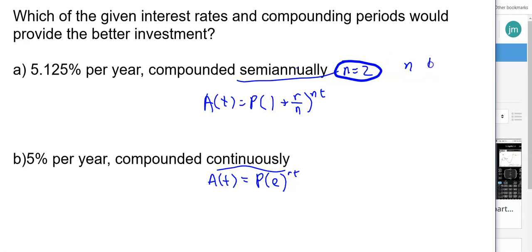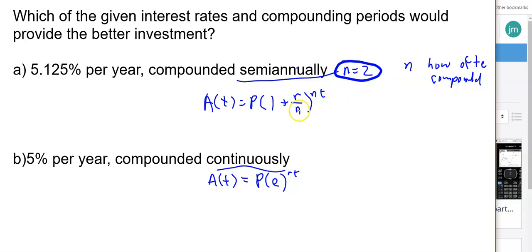Okay, so n, I've not written that yet. n is how often the interest is compounded. So if it's semi-annually, that's twice a year. Quarterly would be 4 times a year. Monthly would be 12 times a year. Daily would be 365 times a year. Any number you can plug into this formula.